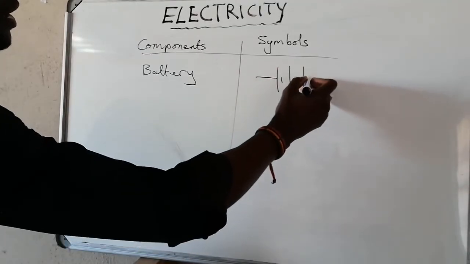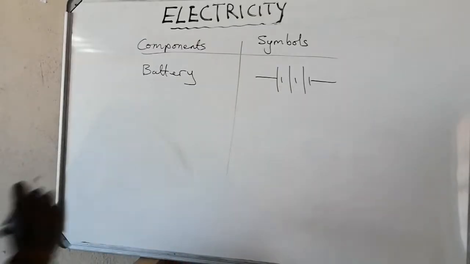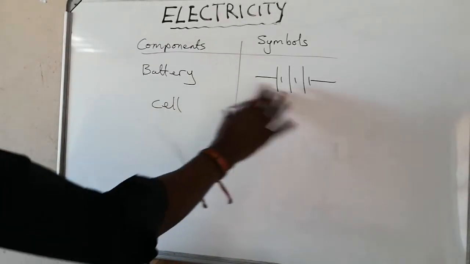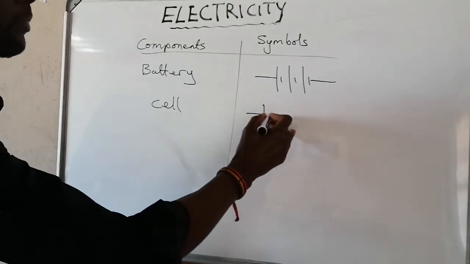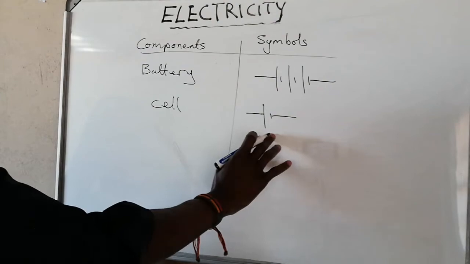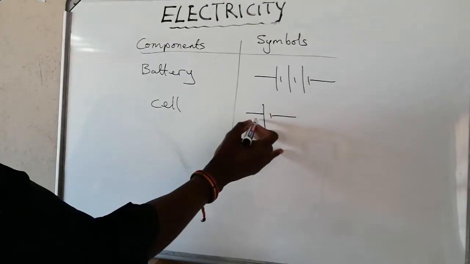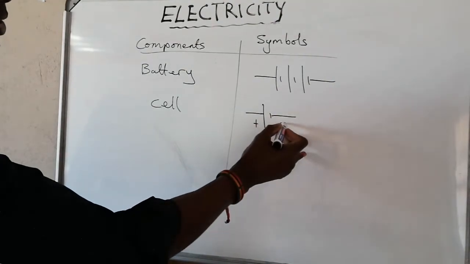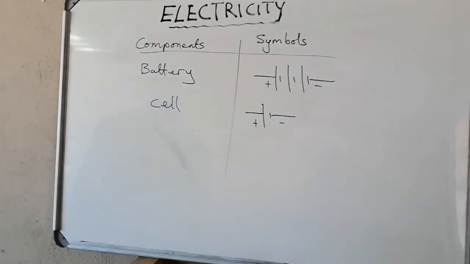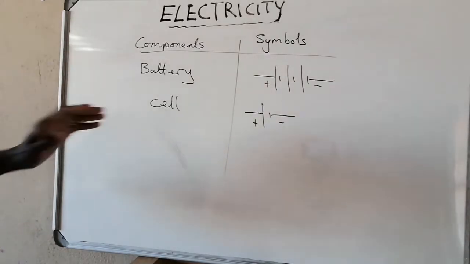So now this is a battery with 3 cells. A cell is just a component that has one positive and a negative. So this is a battery, this is a cell. The longer part is the positive, the shorter side is the negative. So also on that one, the positive and the negative. That is a battery and a cell.